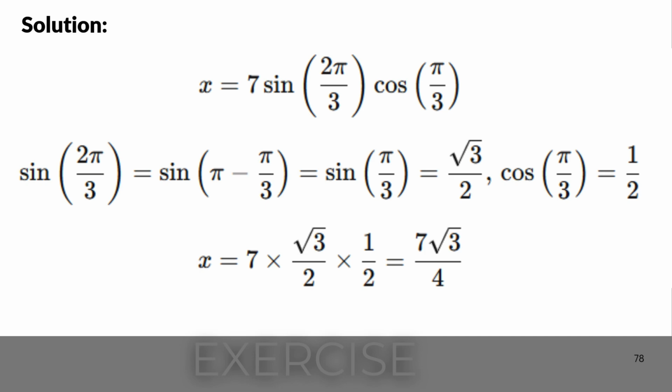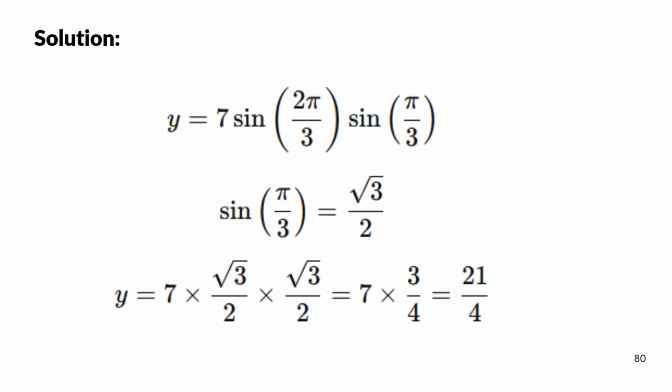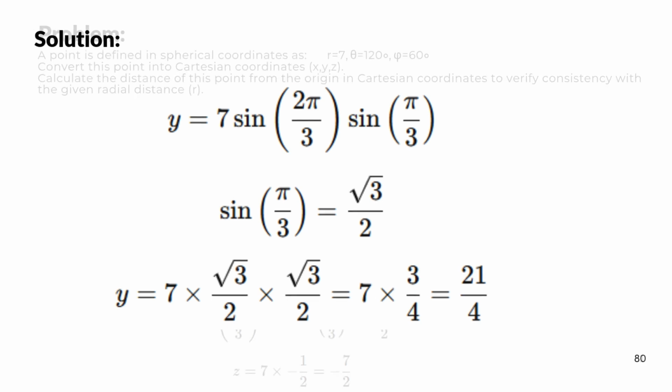We can write x is equal to 7 sine 2 pi by 3 cos pi by 3. Further calculating the maths, we get x is equal to 7 root 3 by 4. Next, we have to find out the coordinate y. Y is equal to 7 sine 2 pi by 3 sine pi by 3. We know sine pi by 3 is equal to root 3 by 2. So y is equal to 21 by 4 after calculating.